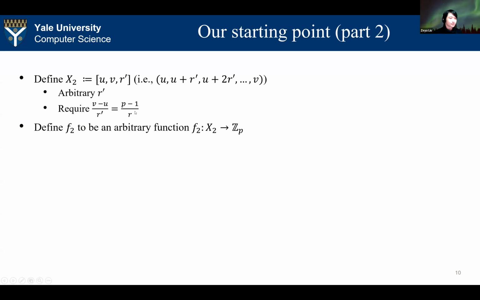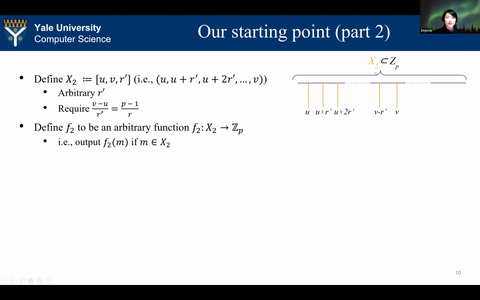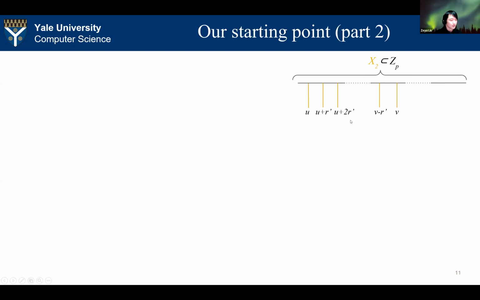Okay. Now we don't define f to be an identity function. We define this f to be an arbitrary function. So it can be any function you want to evaluate from X2 to Z_P. It means that if m is in this valid set X2, you will output f2 of m. Okay, this is the illustration of X2. You can now see it is different from X1, but they still have this structure that has a fixed step size R prime.